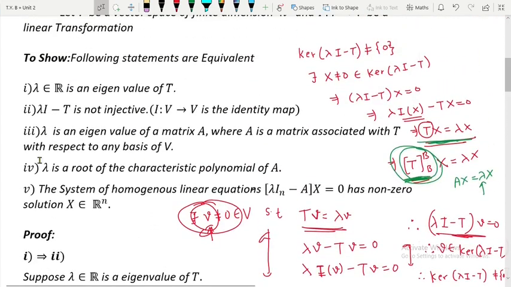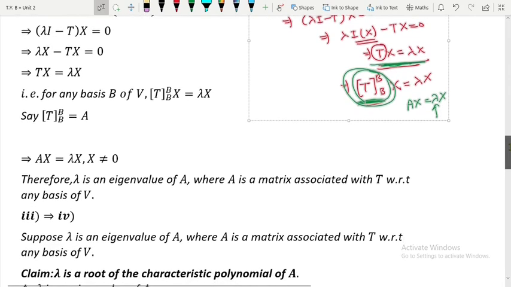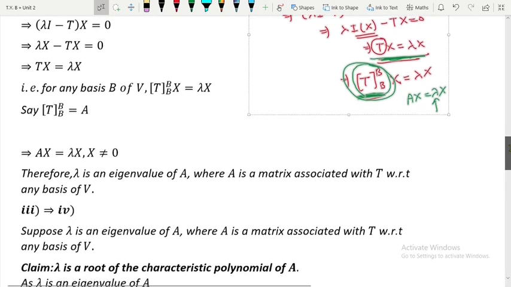Now we are going to go for 3 implies 4, where we are going to assume that lambda is an eigenvalue of A, where A is a matrix associated with T with respect to any basis of V, and we will prove that lambda is a root of the characteristic polynomial of A, and this is very interesting to prove. So I have supposed that lambda is an eigenvalue of A, and we have to prove that lambda is a root of the characteristic polynomial of A.